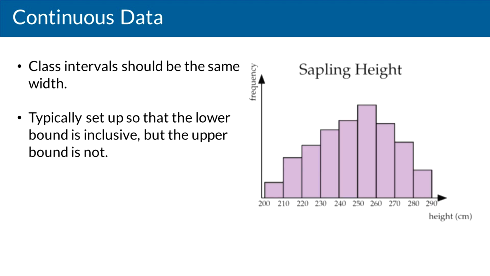When we go to represent continuous data visually, we use the same style of graph as a column graph, except because it's continuous, we use what's called a frequency histogram. The main difference between a histogram and a column graph is that the bars actually have no gaps between them, again reflecting the fact that the data is continuous.